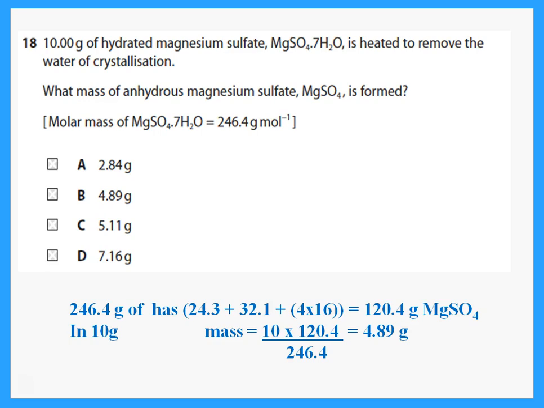So the 246.4 grams, which is the total Mr of the hydrated magnesium sulfate, will have a total of 120.4 grams of magnesium sulfate. So if I'm starting with only 10 grams, what would be the mass? I usually do this with a cross multiplication, so this will end up with 4.89 grams.